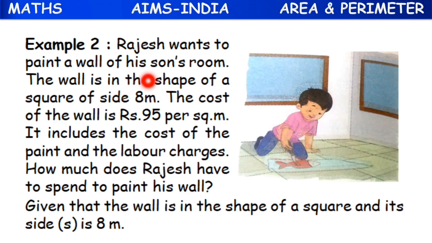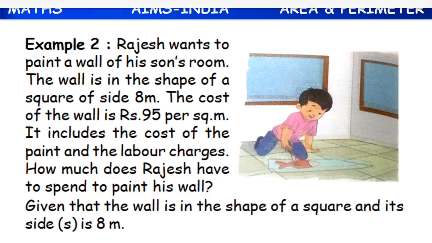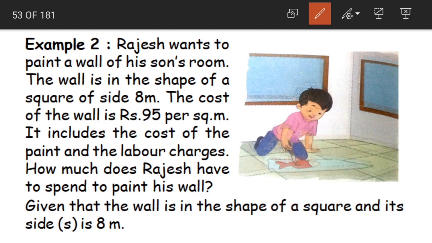Coming to example 2, Rajesh wants to paint a wall of his son's room. The wall is in the shape of a square of side 8 meters. The cost of the wall is 95 rupees per square meter. It includes the cost of paint and labor charges. Now how much does Rajesh have to spend to paint his wall? What are they saying? Rajesh here wants to paint the wall of his son's room. The wall is of a square shape.